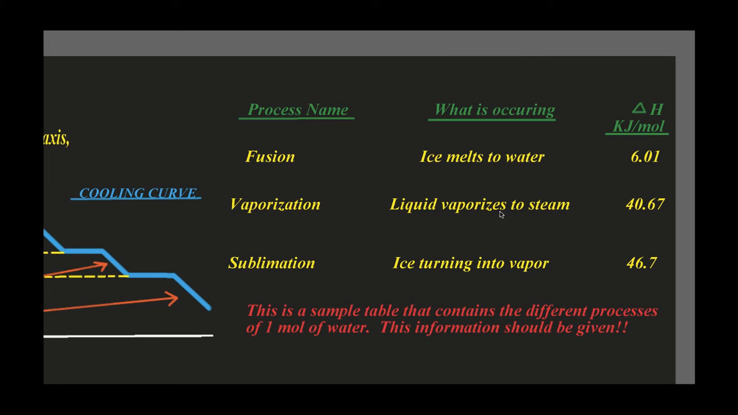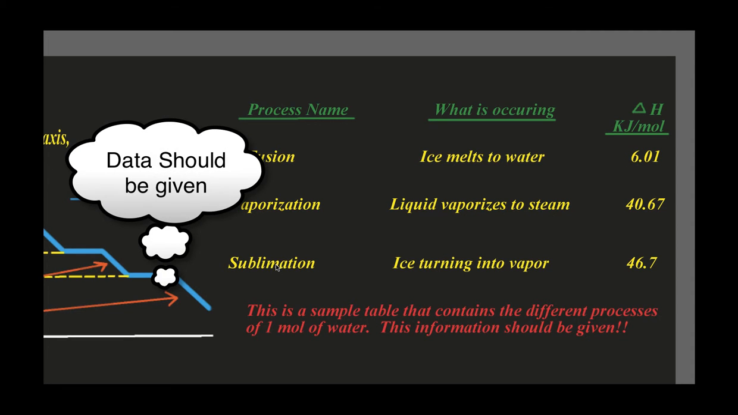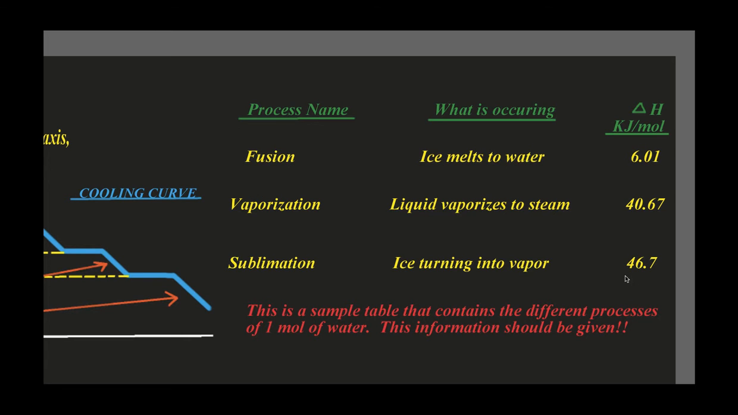Okay. Then vaporization is liquid to steam, like liquid water. And sublimation is when we go ice directly into vapor. And we're going to have these change in enthalpies for those flat portions. These are the flat portions that I'm dealing with here. And this is a heating curve. And like, we have to memorize those? No, those should be constants given to you. These should be given to you.